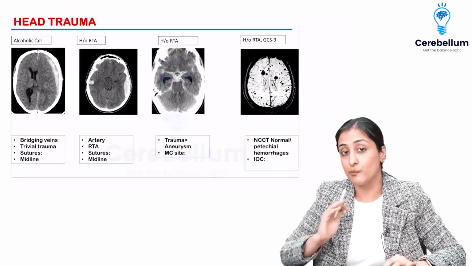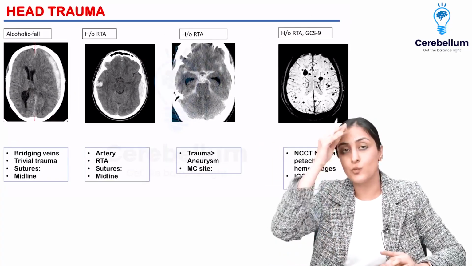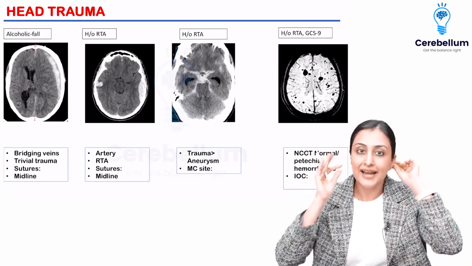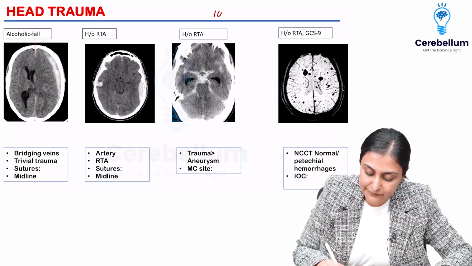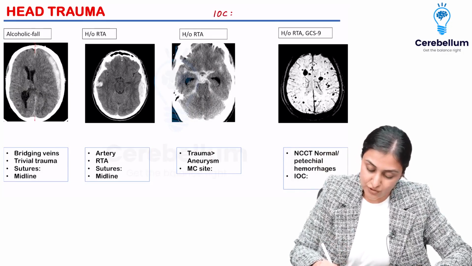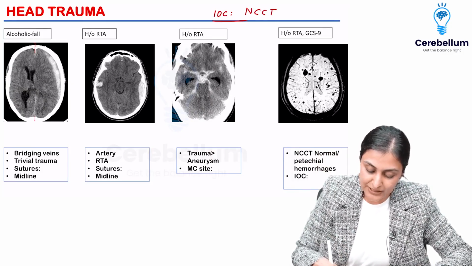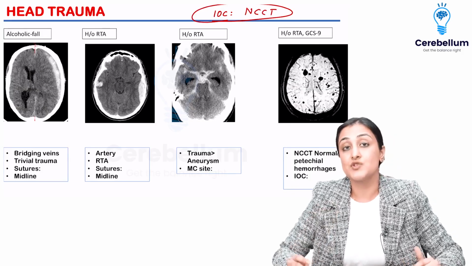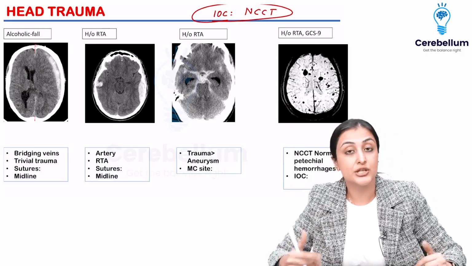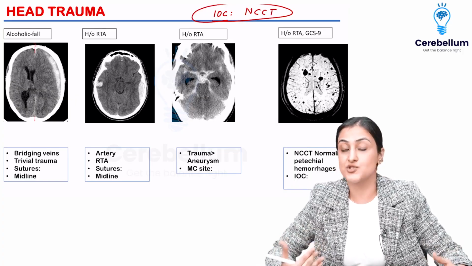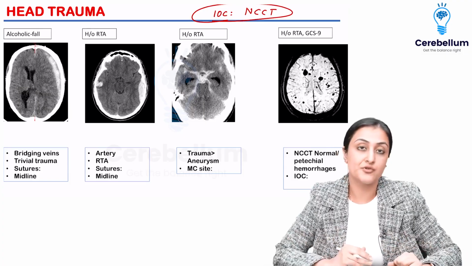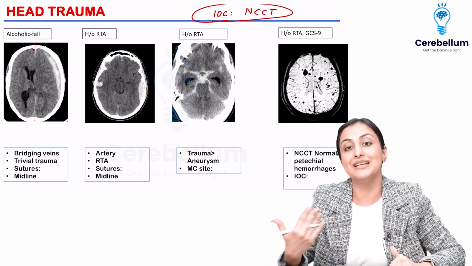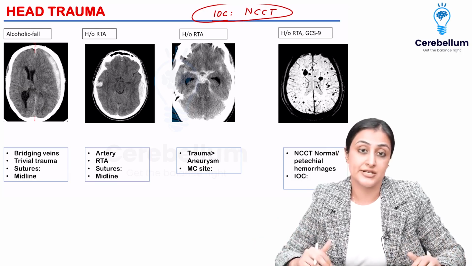Now jumping on to the most important topic, you usually get one question from this, and that is head trauma. What you want to remember here is that the investigation of choice for head trauma is NCCT. We've already been through this. Anytime I want to see acute hemorrhage, it's going to be hyperdense on a CT. It's going to be white, and that's why I do a non-contrast CT.